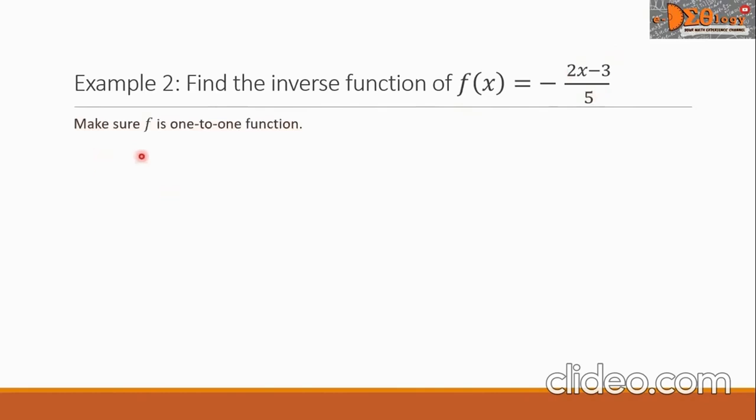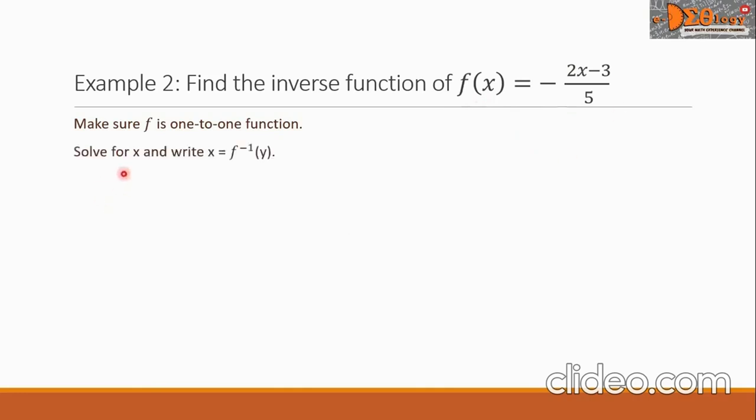First, let us make sure that the function is 1-to-1. I can observe that this function is linear, so the graph is a line. The domain is all real numbers, while the range is also all real numbers. Also, if I put a permissible value for x, a unique value for y will come. So this function is a 1-to-1 function.